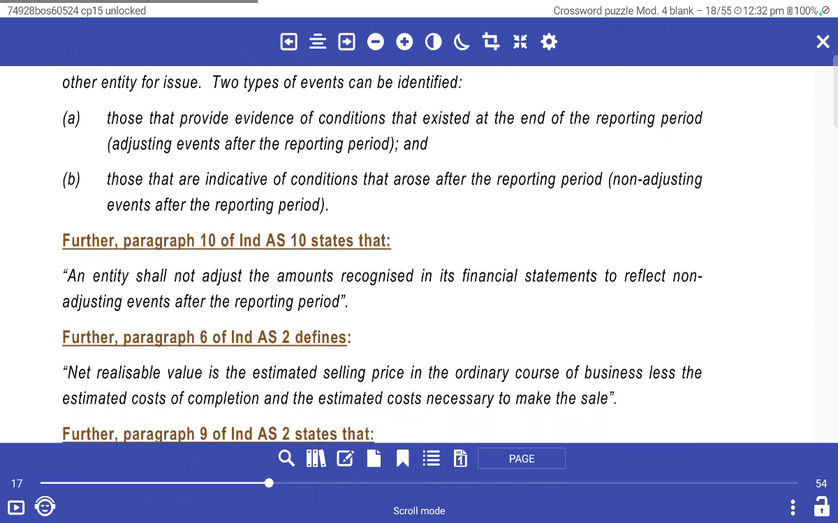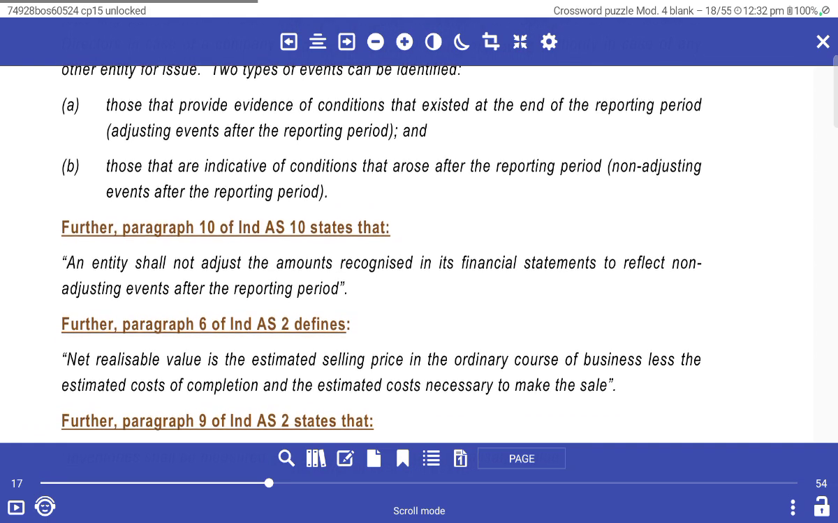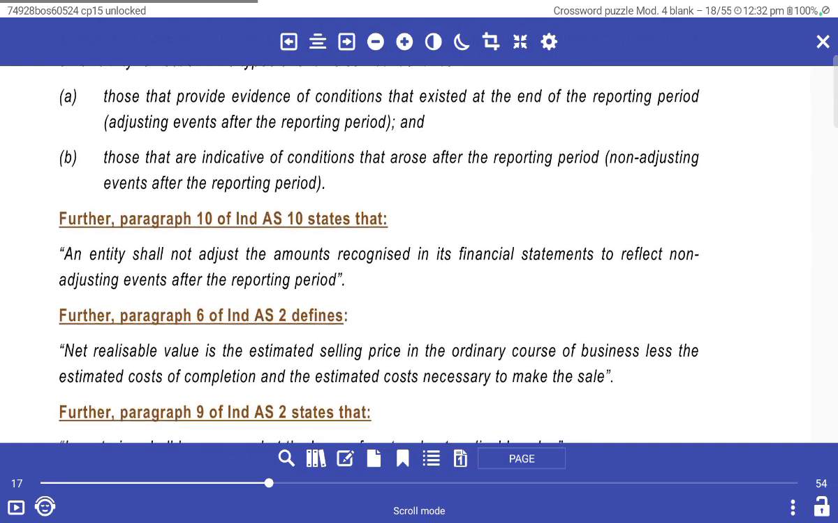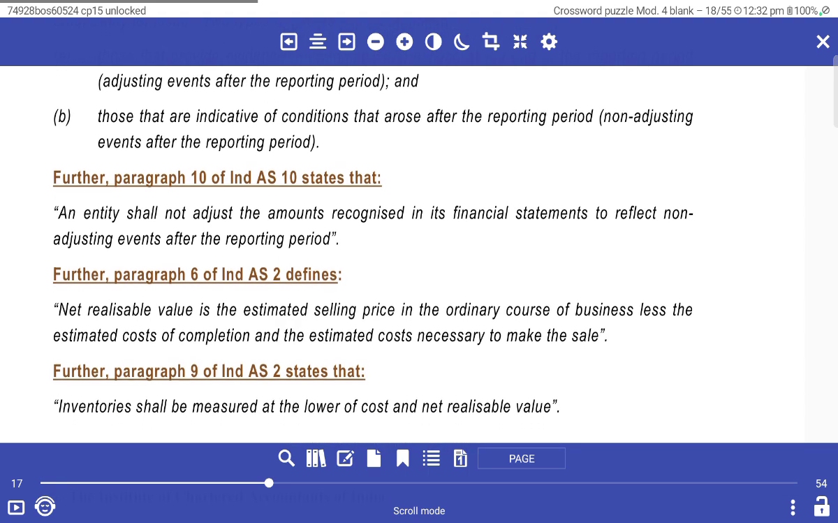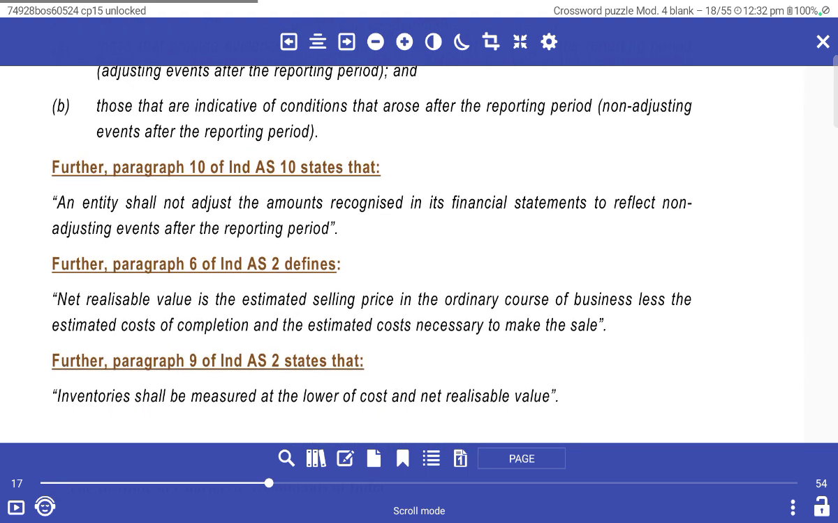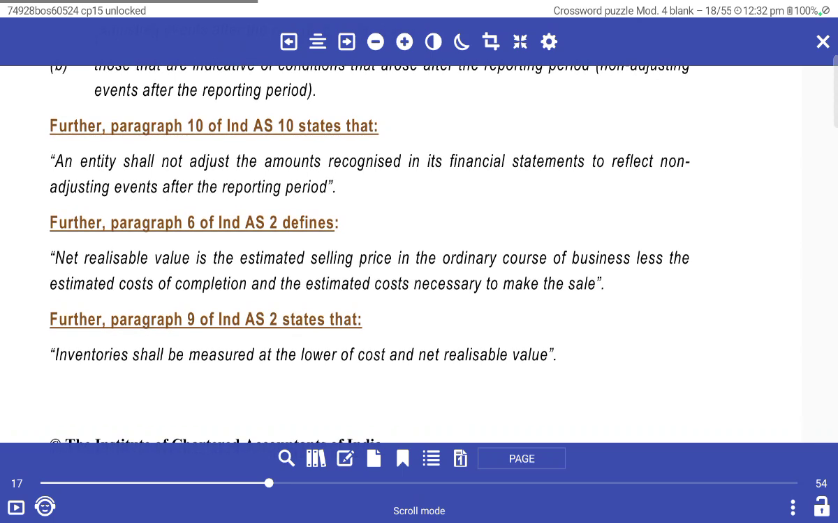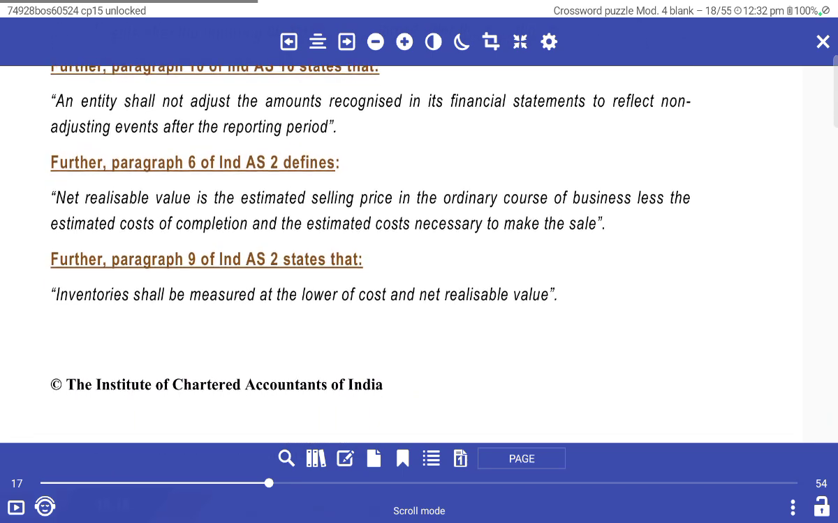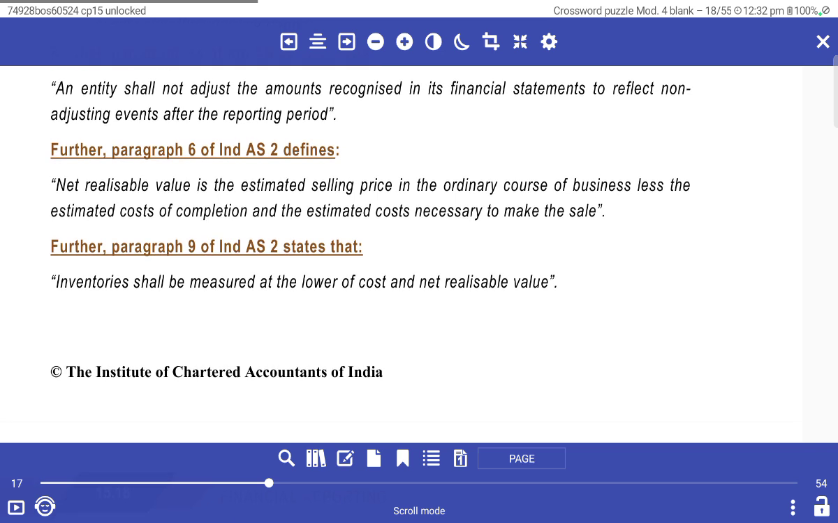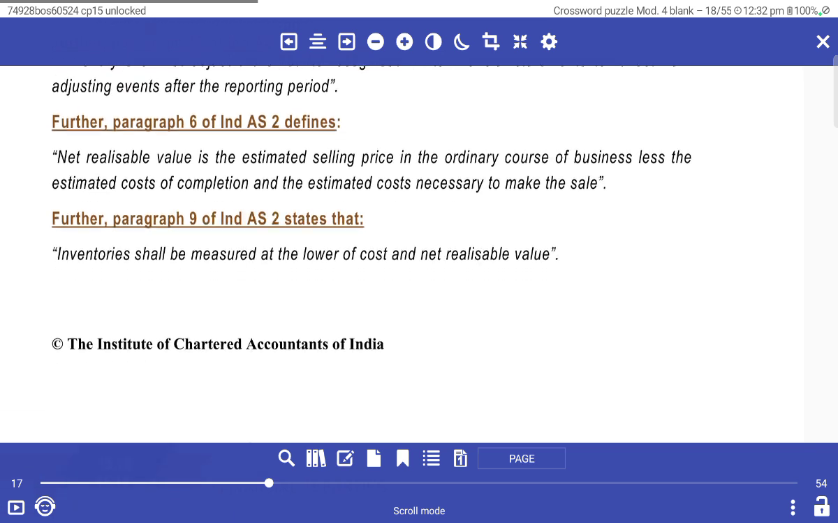Two types of events are identified: those that provide evidence of conditions that existed at the end of the reporting period, adjusting events after the reporting period, and those that indicate conditions that arose after the reporting period, non-adjusting events after the reporting period. Further, para 10 of NDAs 10 states that the entity shall not adjust the amounts recognized in the financial statements to reflect non-adjusting events after the reporting period.